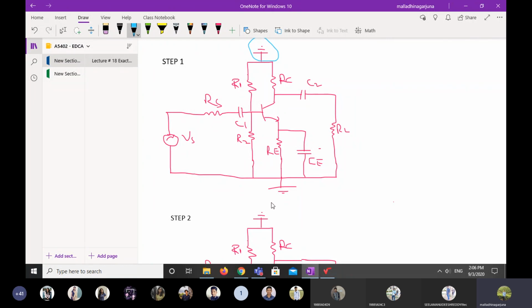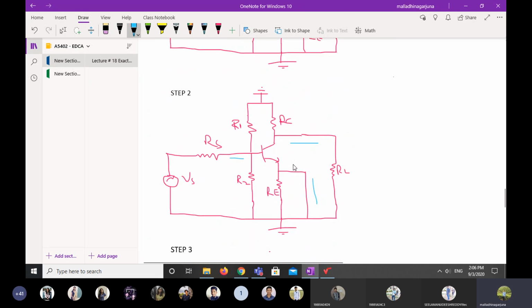Second step is replace all the capacitors with the short circuit. So this is the circuit you will get. And the third step is draw the equivalent circuit and replace all active devices by their h parameter model. If you draw the equivalent circuit, R1 will come in parallel to R2, and RC will come in parallel to RL. RC will be parallel to RL, and R1 will be parallel to R2.